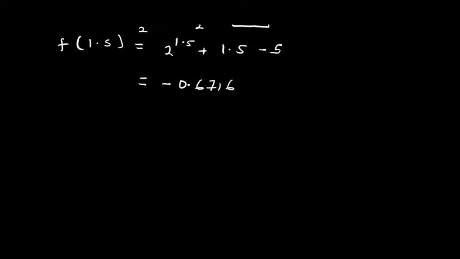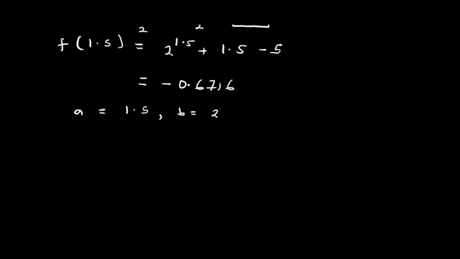Now notice that f of 1 is negative and f of 1.5 is also negative. Then our two guess numbers will be 1.5 and 2. You won't use 1 again because 1.5 is closer, right? So our two guess numbers now, let's say a is now equals to 1.5 and b is equals to 2.